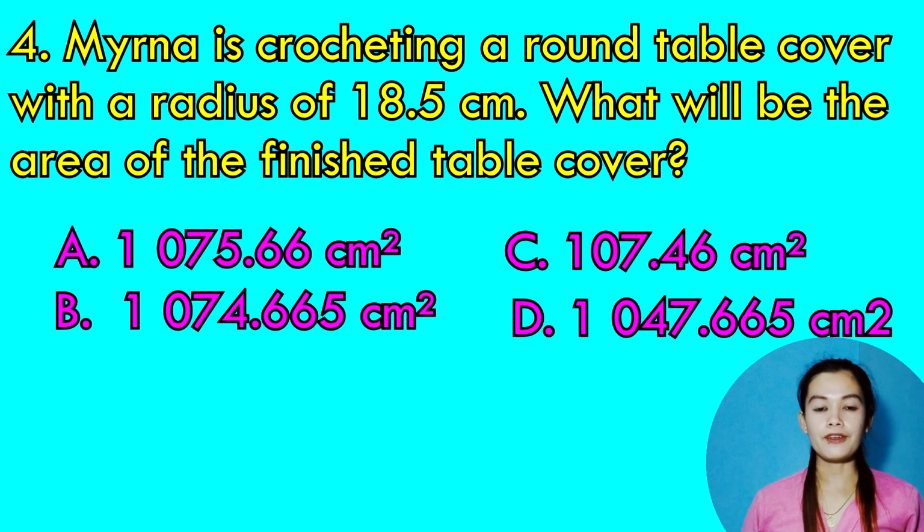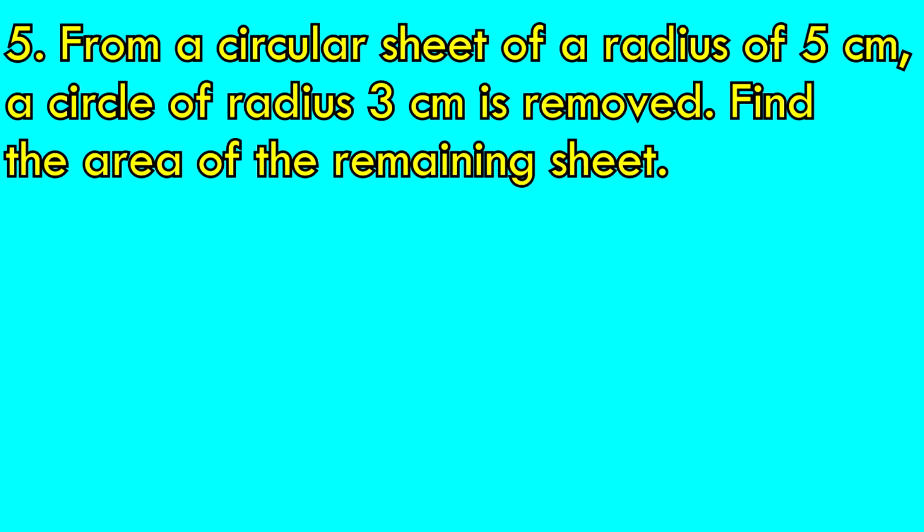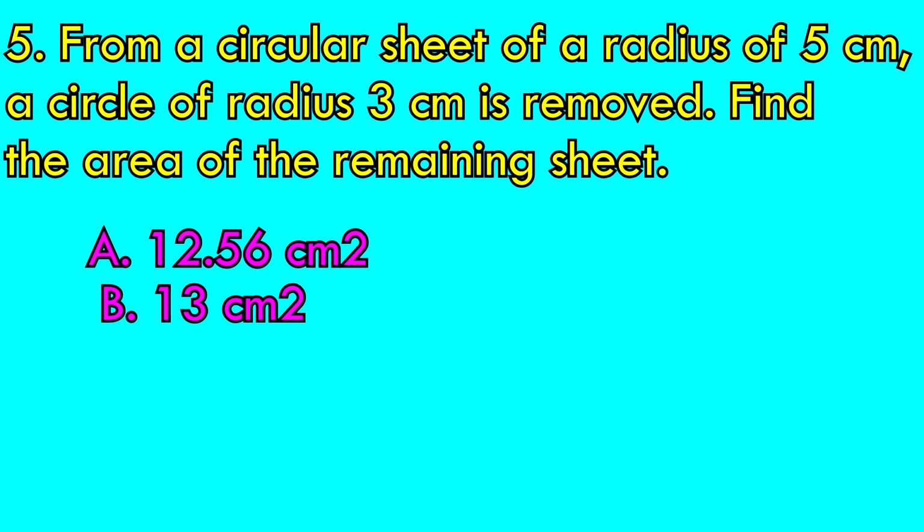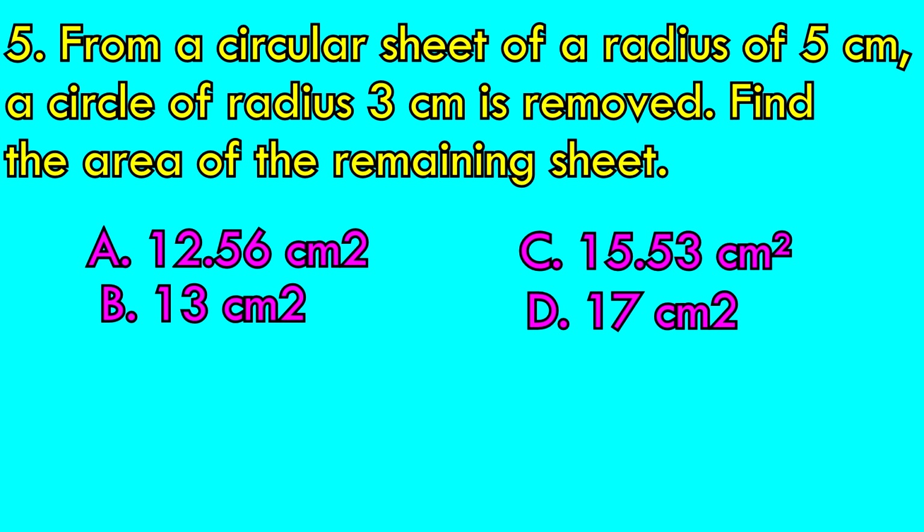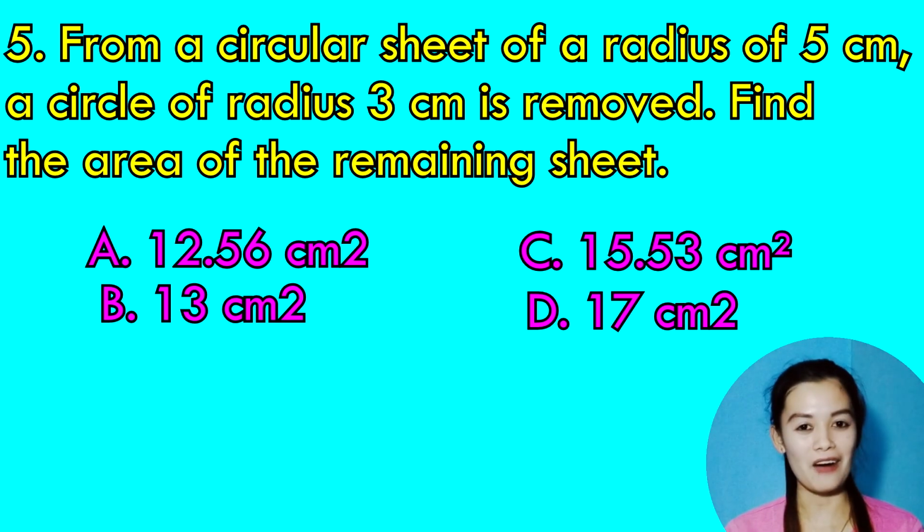The correct answer is letter B. Number 5. From a circular sheet of a radius of 5 cm, a circle of radius 3 cm is removed. Find the area of the remaining sheet. What is the area? Letter A, 12 and 5,600 centimeters squared. Letter B, 13 centimeters squared. Letter C, 15 and 5,300 centimeters squared. Or letter D, 17 centimeters squared. Your time starts now.